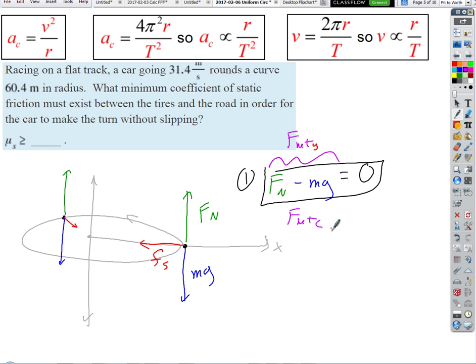Okay, centripetal force. Is centripetal force a specific force? No, it's not really. It's just a category of force, right? Let's look at a couple different situations. In this situation, the centripetal force is being provided by the friction with the tires, right? But what if I had a marble spinning around on a string? Now the tension in the string is pulling the marble towards the center, so that would be providing the centripetal acceleration.